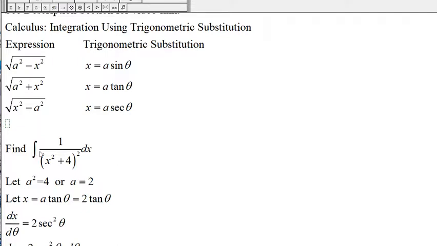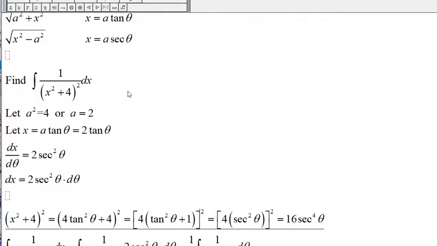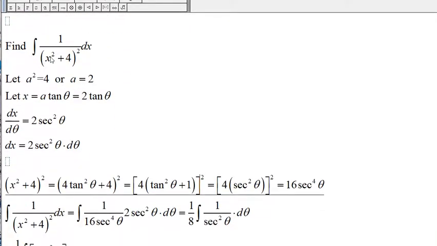Here we want to find the integral of 1 over (x squared plus 4) squared. Think of this as (x squared plus a squared) squared, and so we use the substitution x equals a tangent of theta. Let a squared be 4, so a is 2. x is a tangent of theta, so it'll be 2 times tangent of theta.